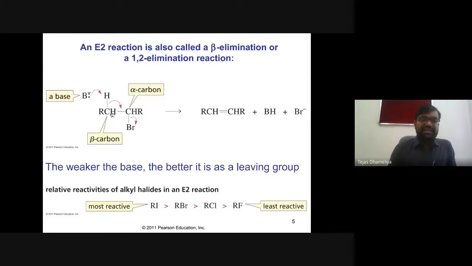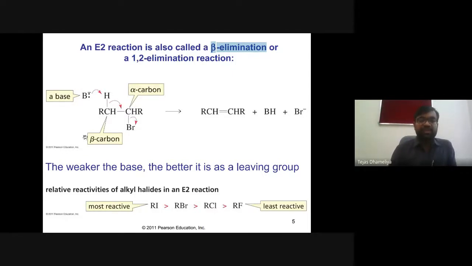So the point we wish to share is that this is basically an alpha carbon and this is basically a beta carbon. So here the base kind of alkene is formed. So thus E2 reaction is also called beta elimination. Why? Because from the beta carbon, the beta carbon is going to lose the proton. That's why it is called beta elimination, because from the beta carbon, the proton is removed by this basic character.